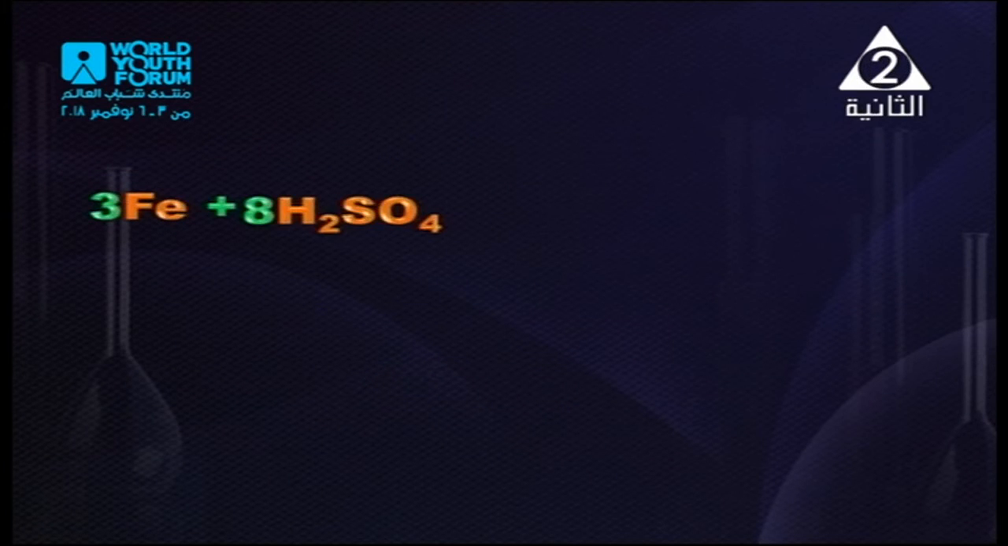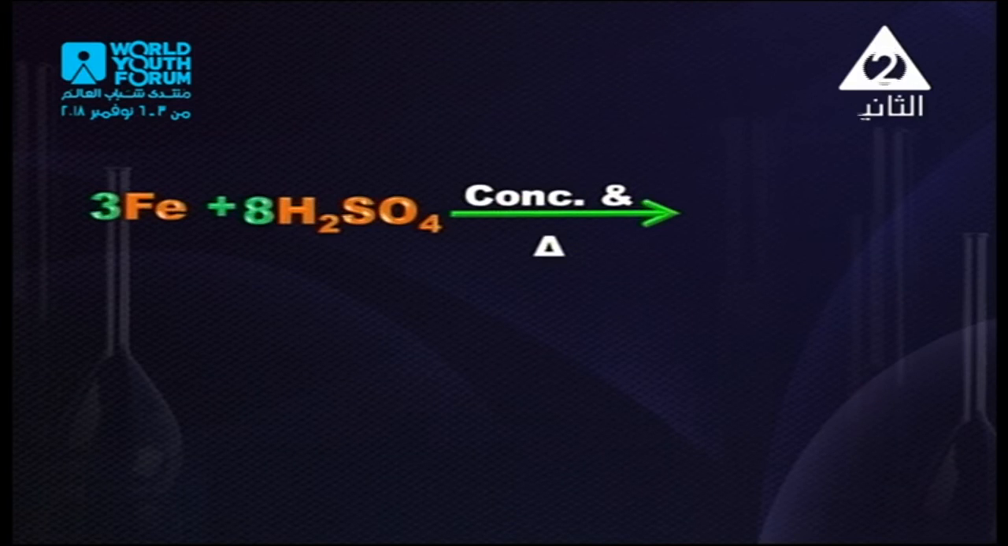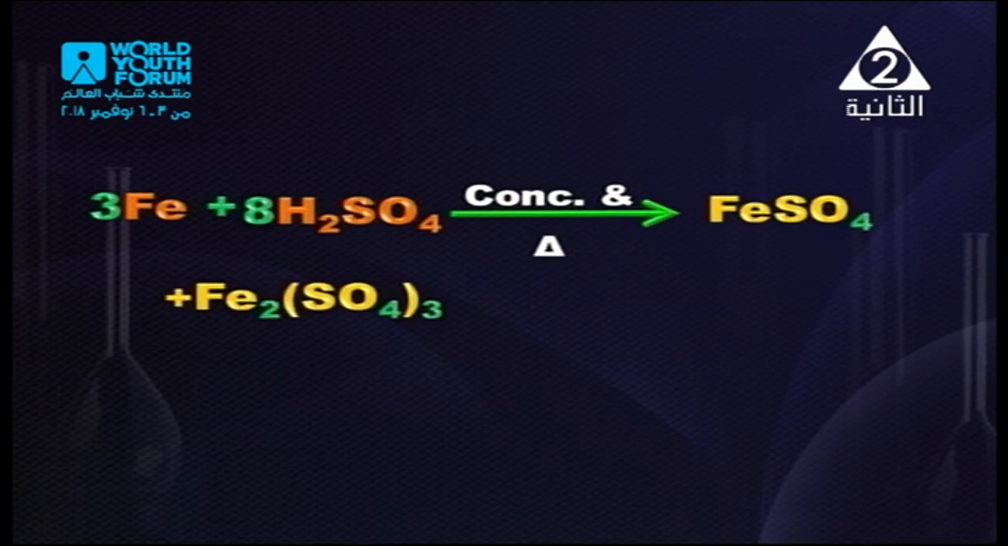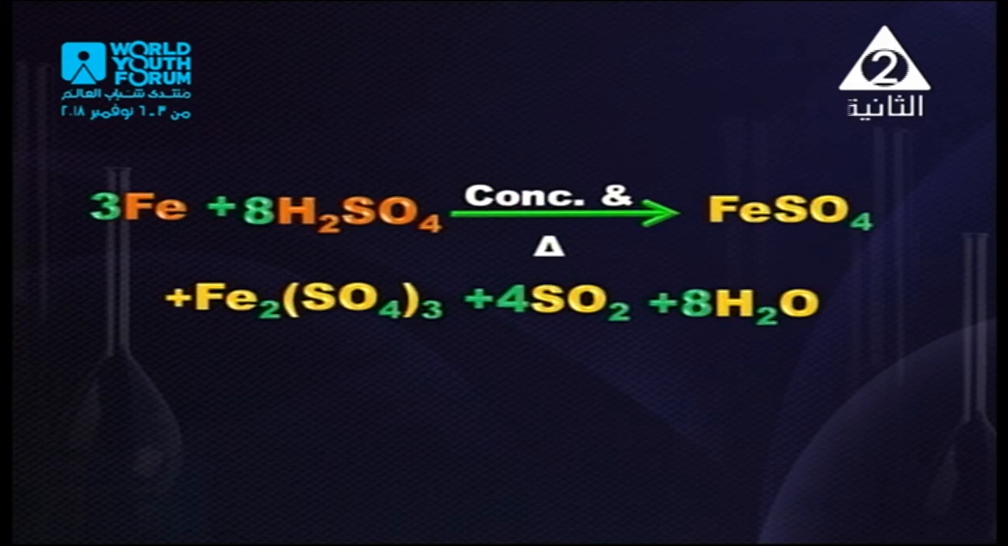As the equation proceeds on the screen, iron plus sulfuric acid, concentrated and heated, gives iron 2 sulfate and iron 3 sulfate, and sulfur dioxide and water are produced.